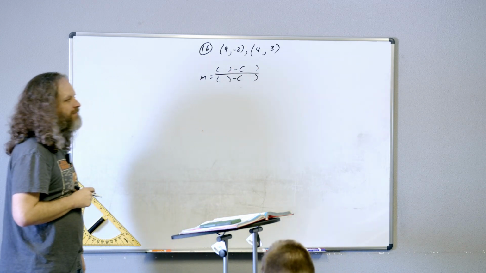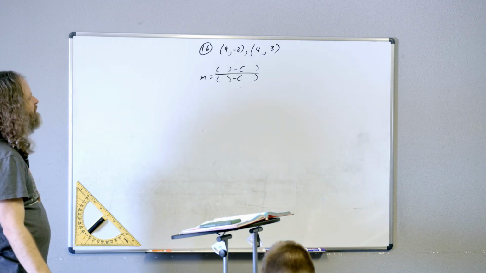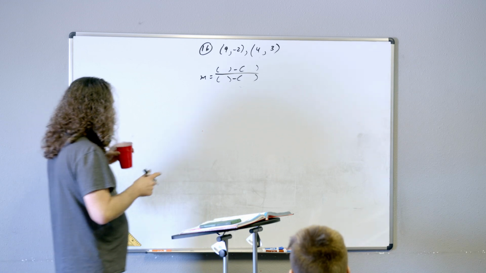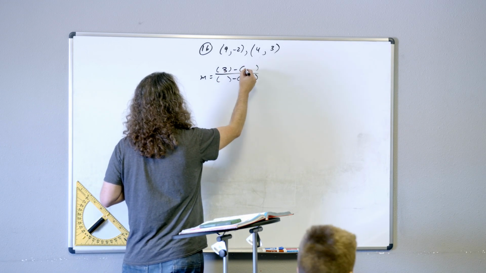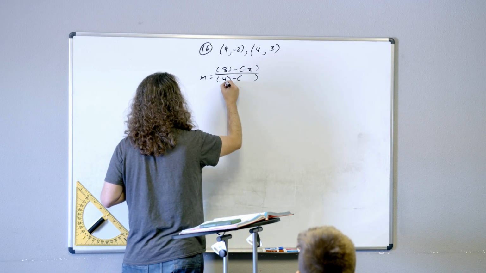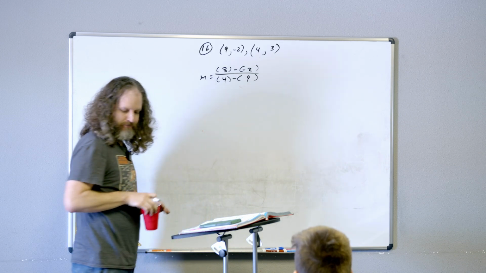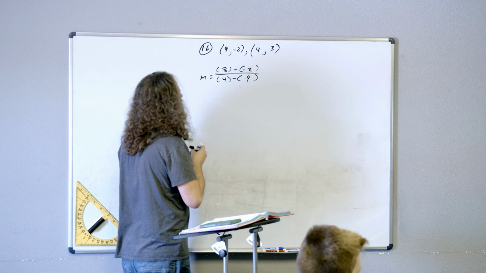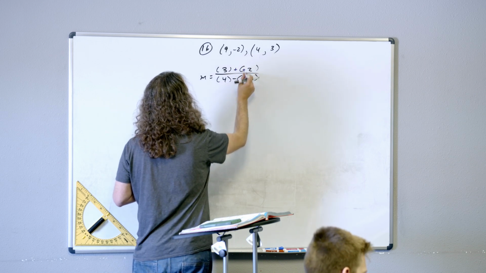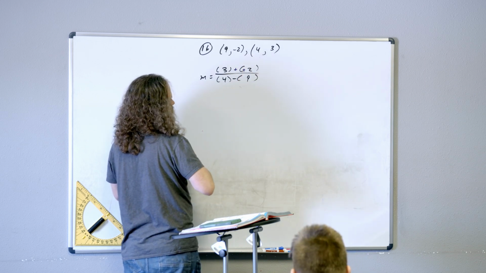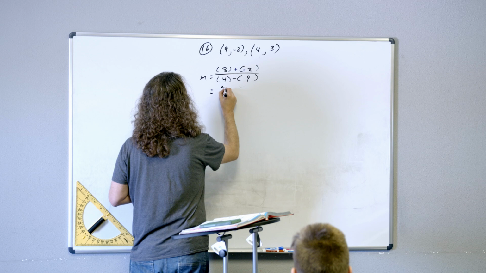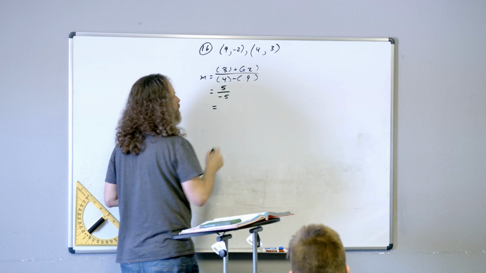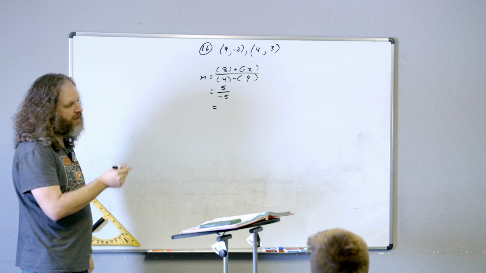Okay. What? (3, -2) and (4, 9)? Now what? Okay. If someone was watching this for the first time, they're like... So 5 over -5, which equals what? -1.